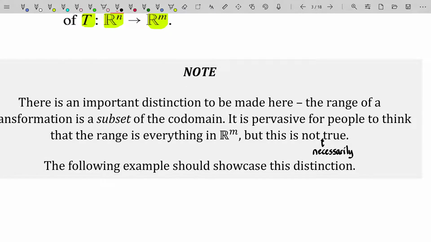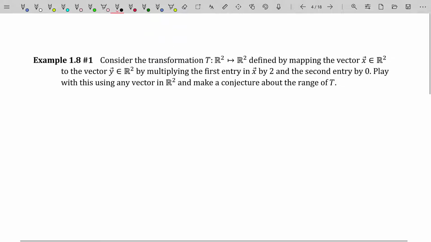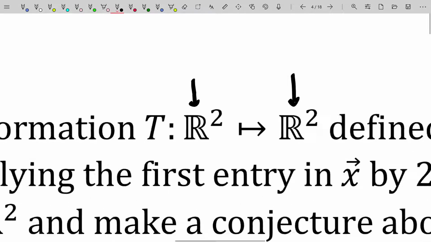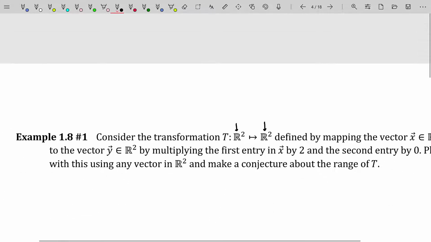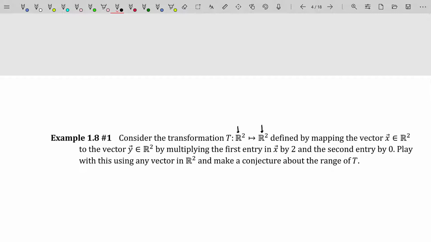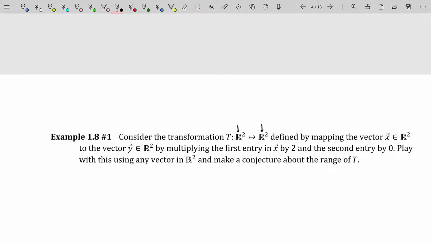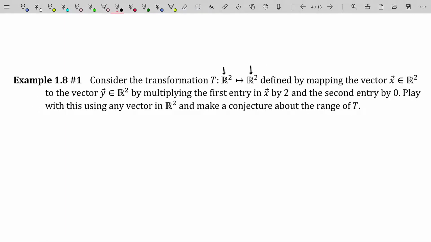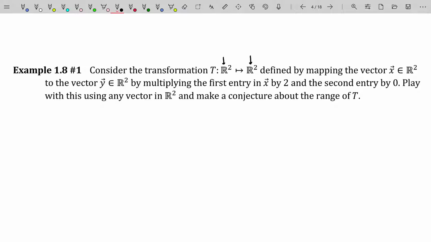And now what we're going to do is an example that will showcase this distinction. Consider the transformation which takes a vector in R squared and transforms it into the same space, though it might be transformed into a completely different vector. It is defined by mapping the vector x in R squared to the vector y in R squared by multiplying the first entry in x by 2 and the second entry by 0. Play with this using any vector in R squared and make a conjecture about the range of the transformation.